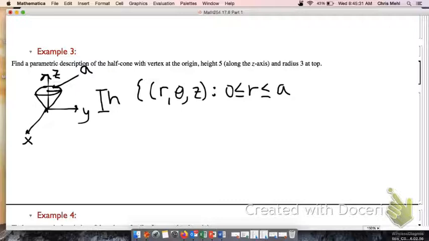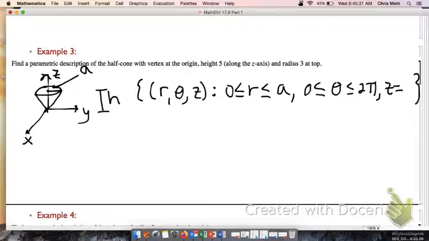Okay, so what this means is that we're just thinking of plotting the surface or the edge of the cone, and at the bottom of the cone, at the origin, the radius would be 0, and at the top of the cone the radius would be A. So as you move along the edge of the cone, the radius goes from 0 to A. Okay, so this one we're pretty confident with. Theta is always going to go from 0 to 2 pi. The question is, what is Z?